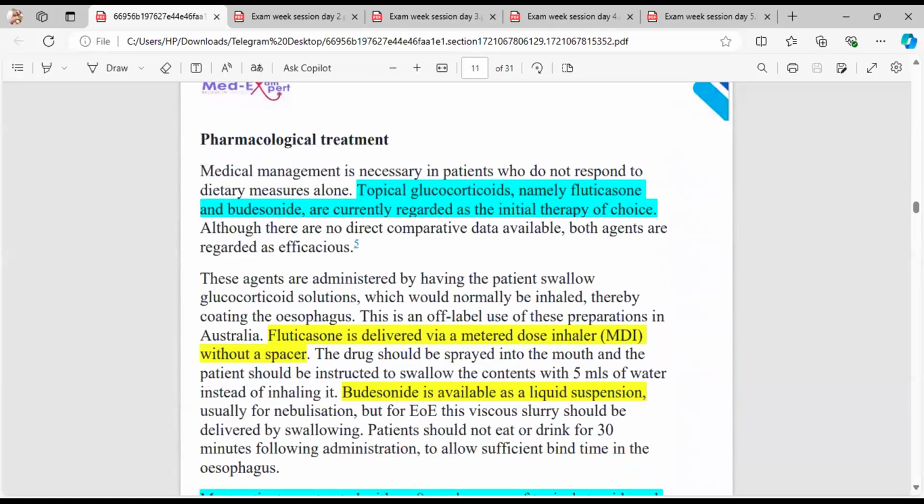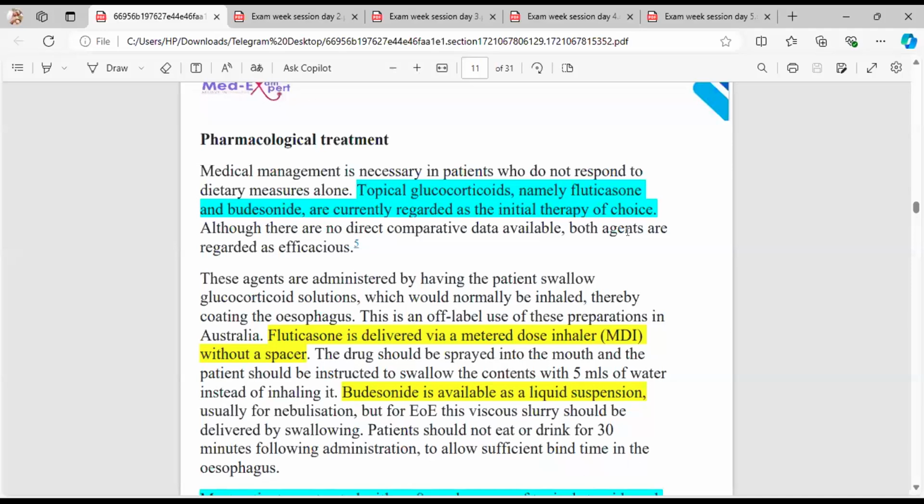Topical glucocorticoids, namely fluticasone and budesonide, are currently regarded as the initial therapy of choice. Both are initial therapy. I'm not saying only fluticasone or only budesonide. No, both are currently regarded as the initial therapy of choice. And now the problem is that in the exam they give fluticasone and also budesonide, and again we get confused about what the right answer is.